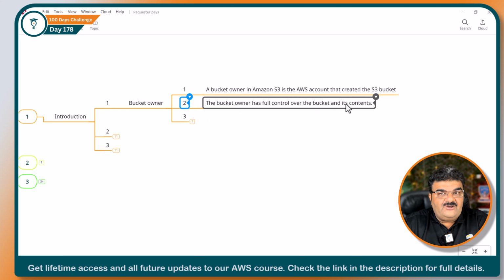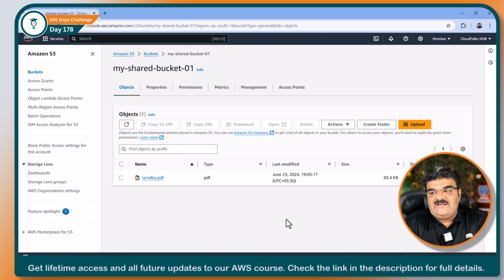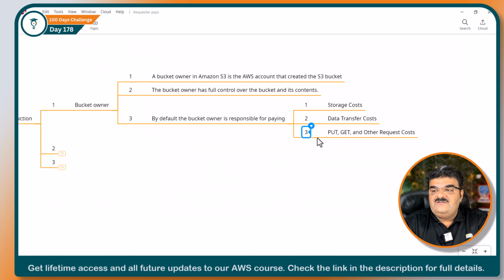I have to pay the storage cost of this PDF file. I also have to pay data transfer cost. Let's say that if somebody downloads this object from the S3 bucket, I have to pay data transfer cost, and I also have to pay for the requests made by my users. So, yes, if you create any bucket, you have full control over the content of this bucket, but you are paying these 3 charges as well.